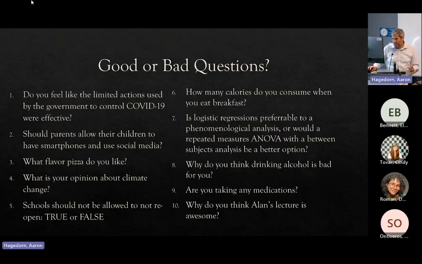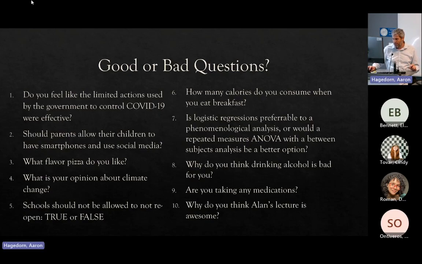Next one, is logistic regression preferable to phenomenological analysis, or would repeated measures ANOVA with the between subjects analysis be a better option? I understand what that means, but that's all jargon. That's all statistics words. If you're in a group of statisticians, they'll know exactly what that means. So if you're surveying statisticians, good. But if people aren't statisticians, it's called jargon. These are all words that only experts would be familiar with in that area. So again, this is about know your audience and avoiding jargon where it's inappropriate.